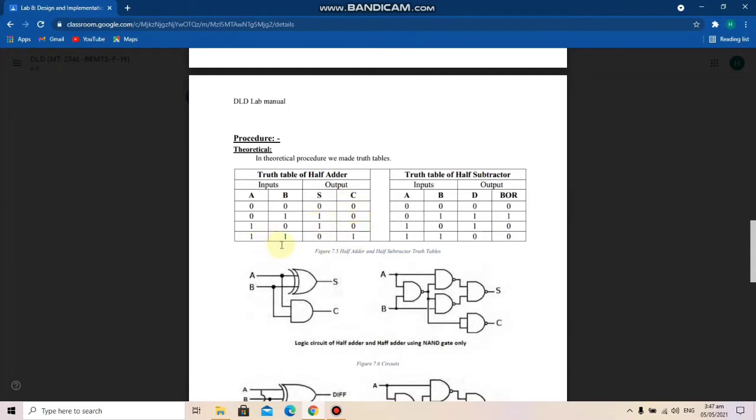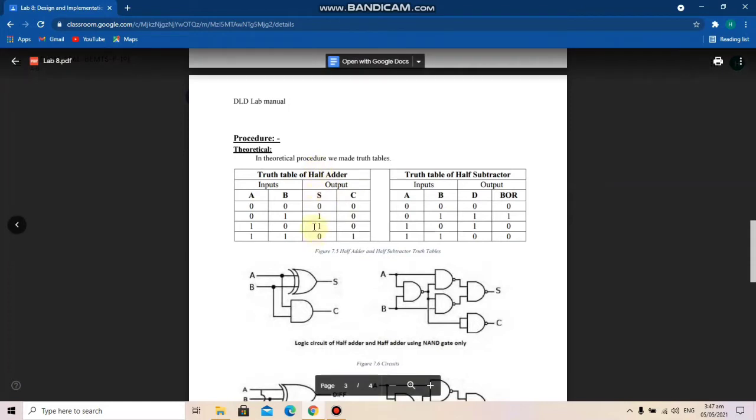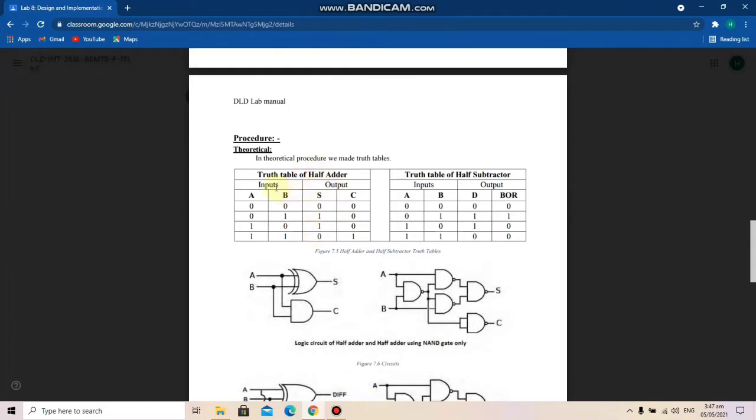We can see in the truth table here. And when both the inputs are 1, which means 1 plus 1 is 2, to get 2 at the output, our most significant bit should be 1 and the least significant bit should be 0. So this is the truth table here.